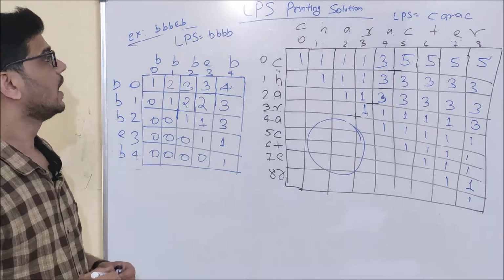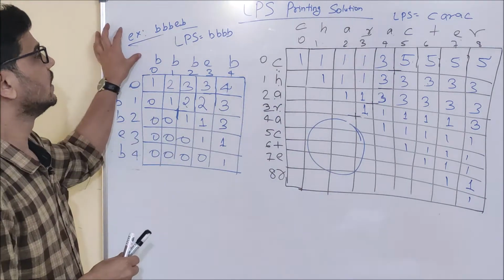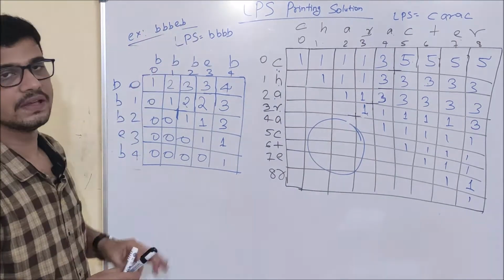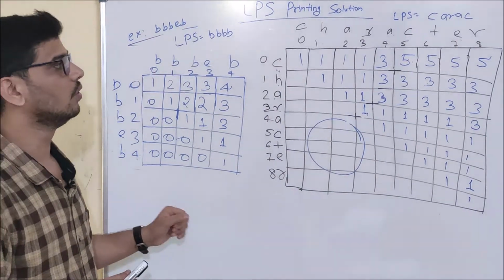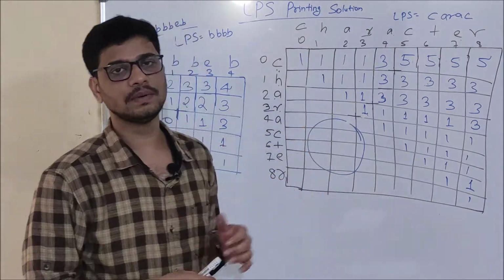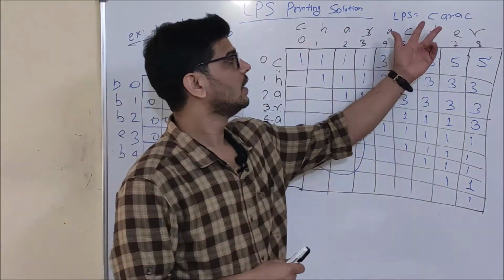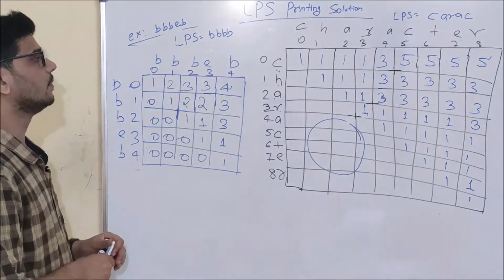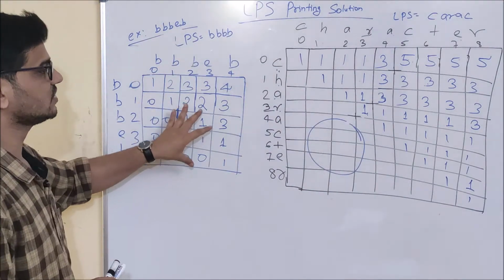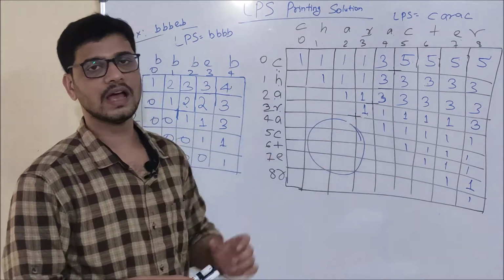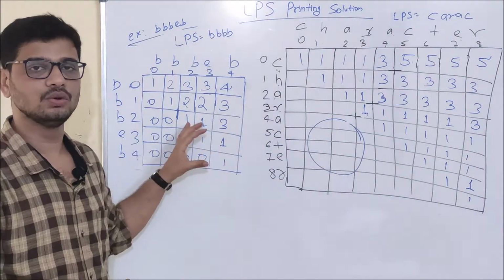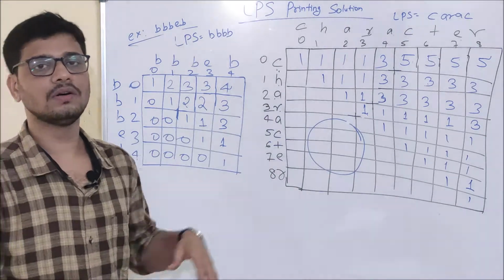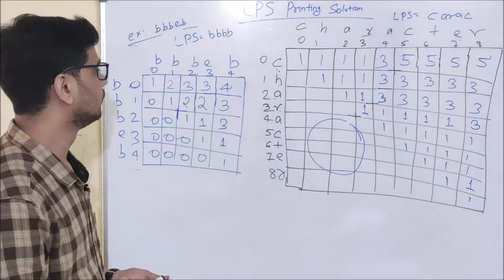And one more thing, I have taken two examples here. In the first example, my word is BBBEB and my LPS is BBBB of length 4. And here I have taken the example of the word CHARACTER, and here the LPS is CARAC of length 5. As you can see, this is my bottom up table. Here also I have a bottom up table. You can do the same thing using a top down table, but I have taken the example of the bottom up table.